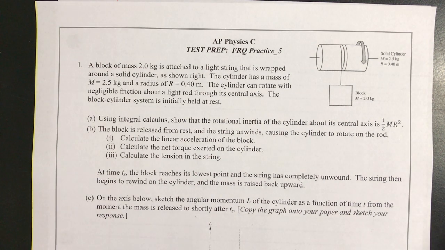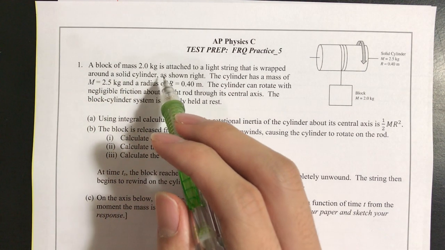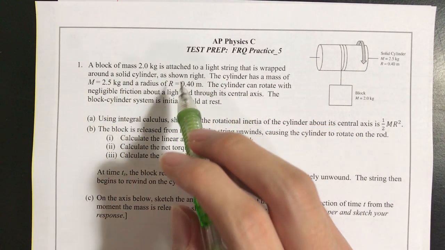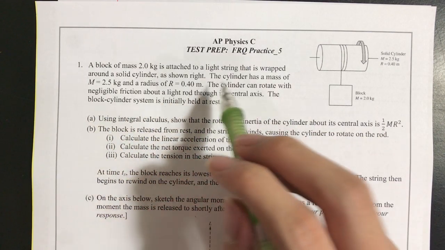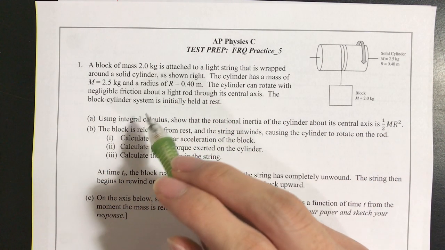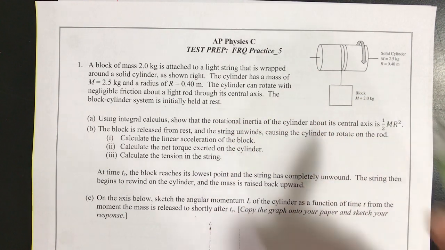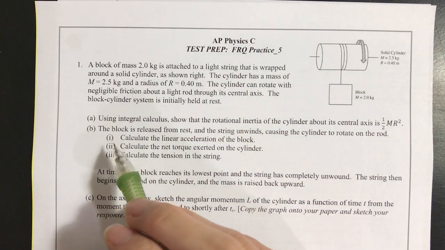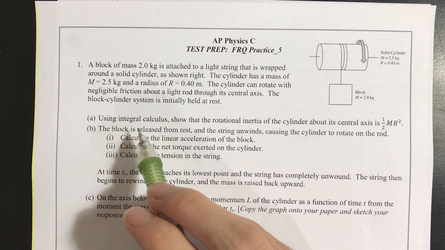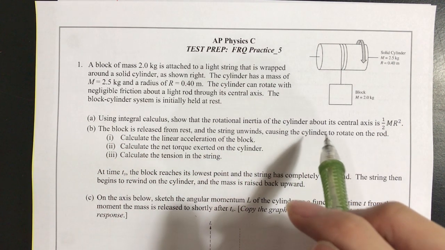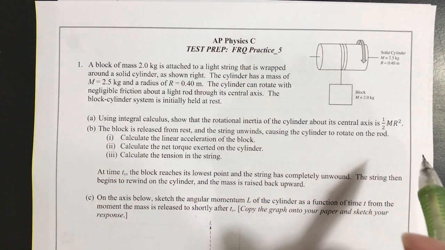This is FRQ set 5, number 1. A block of mass 2 kilograms is attached to a light spring that is wrapped around a cylinder. The cylinder has a mass and a radius given, and it can rotate around a rod through its central axis, and is initially at rest. Part A: using integral calculus, show that the rotational inertia of the cylinder about its central axis is 1/2 mr squared.